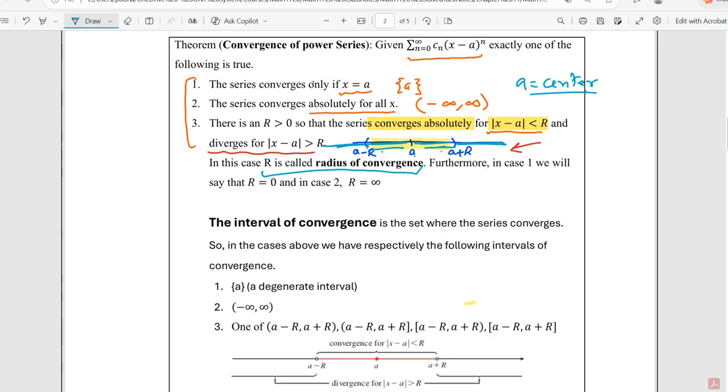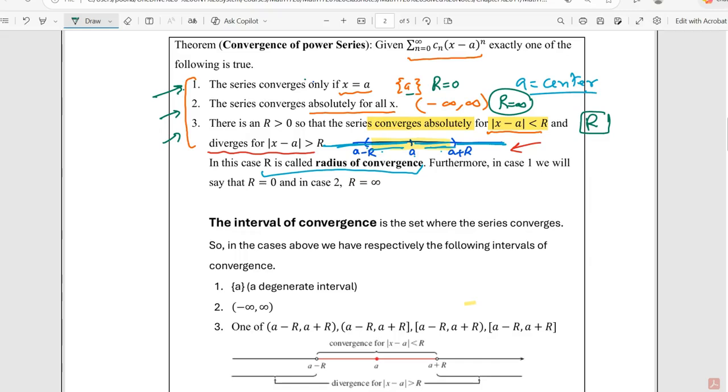Now, notice in the first result here, the series was only convergent for one point, a. So there is only one point, there is no radius. So the radius in this case is what? 0. In the second case, the series converges everywhere, so R is infinity. The radius of convergence is infinity. And in the last case, the radius of convergence is a particular number and you have to find it.